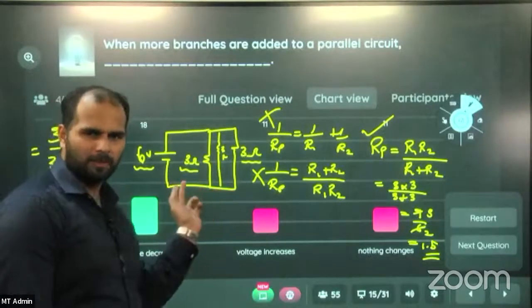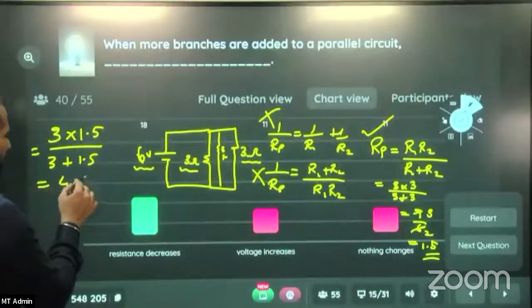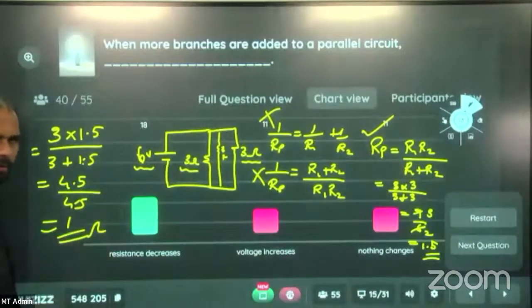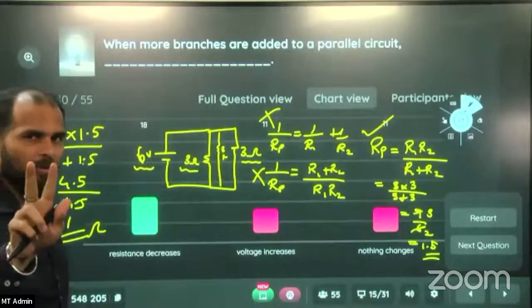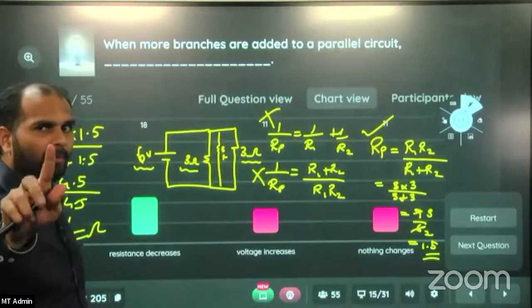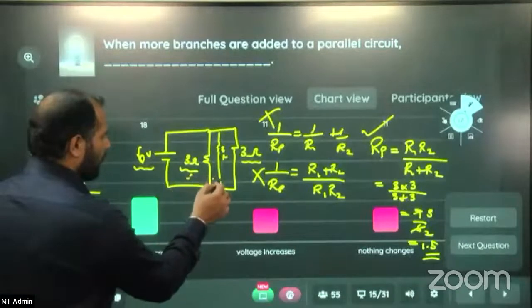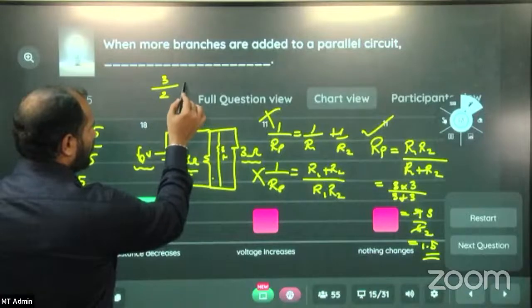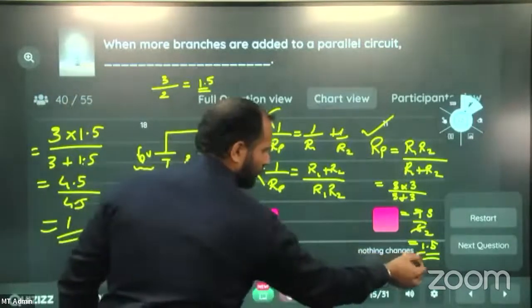Now the other one is 3. So 3 into 1.5 is 4.5, and 3 plus 1.5 is 4.5. Can I say 4.5 upon 4.5 is 1? Now, carefully, what is the learning? If there are two branches of the same value, I have to divide by 2, so how much did I get? 1.5. This was the same answer which we got.